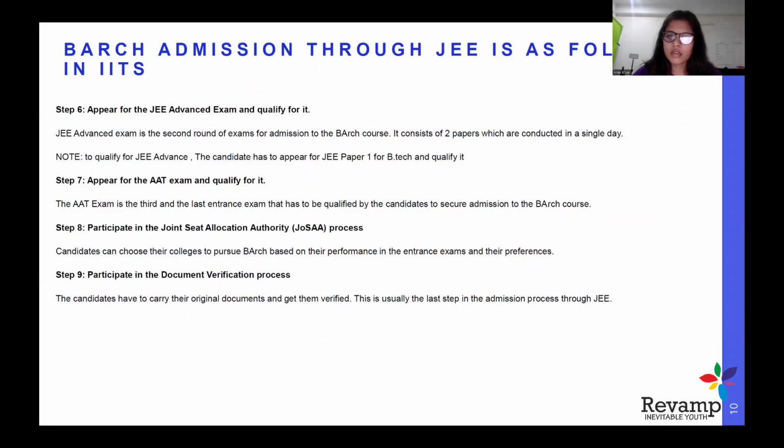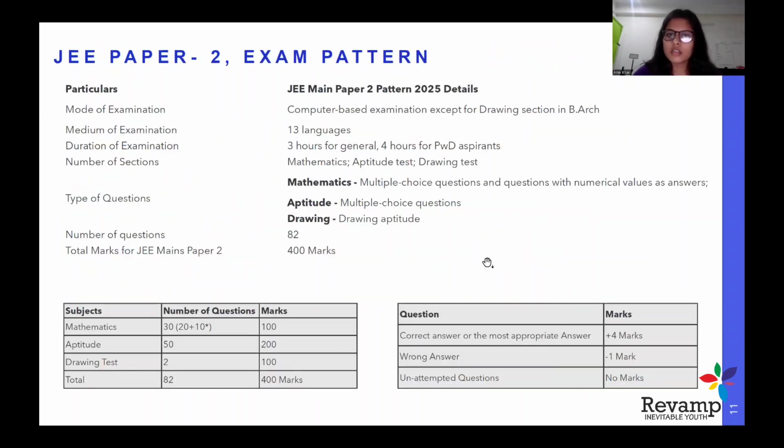After you are given a college, you will go to the college and provide your documents for verification. Now, coming to the exam pattern. The mode of the exam is on computer, so you have to give the exam on the computer only. And then you will be given a sheet where you have to draw also. There are 3 parts for JEE Mains Paper 2, which are mathematics, aptitude, and drawing.